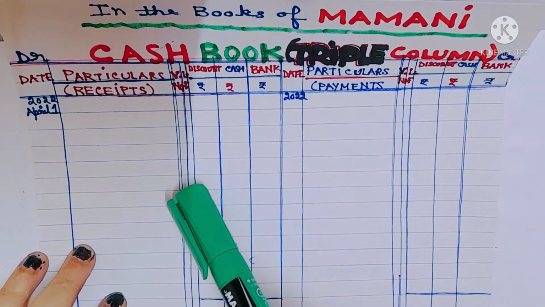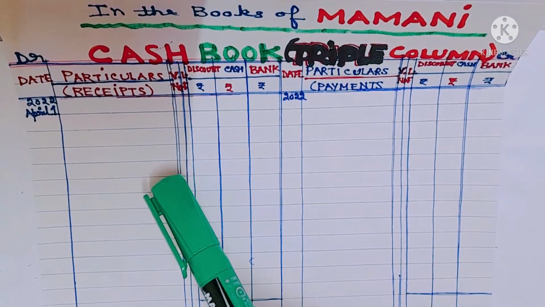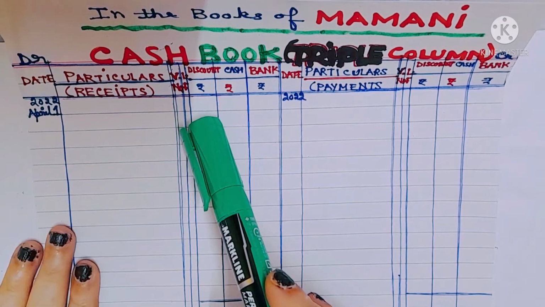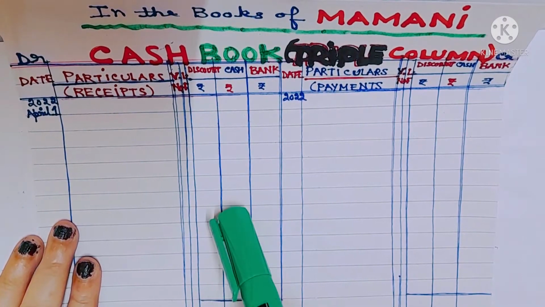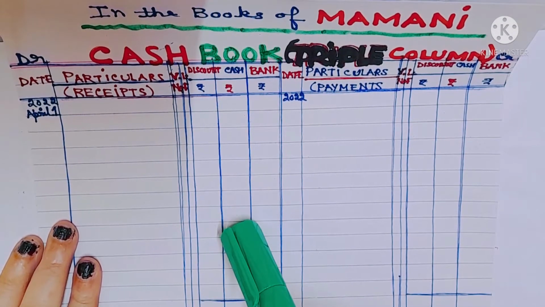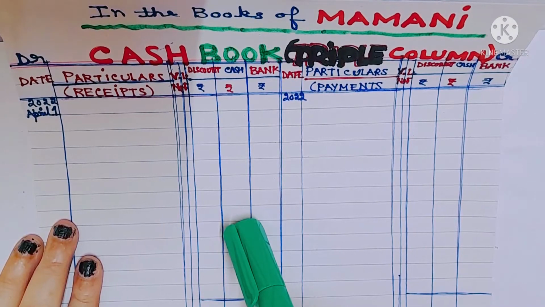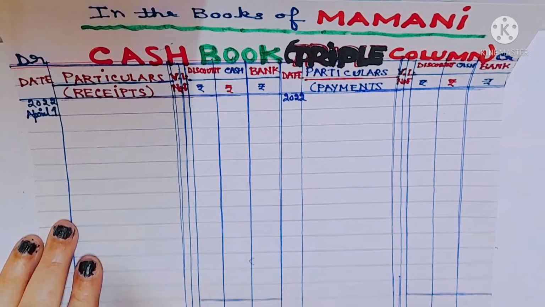Understood? Cash discount allowed is recorded on the debit side in the discount column. Discount allowed is debit because it comes under nominal account. According to nominal account, all expenses and losses are debit. And discount allowed is an expense for the business. So, discount allowed account will be debited.